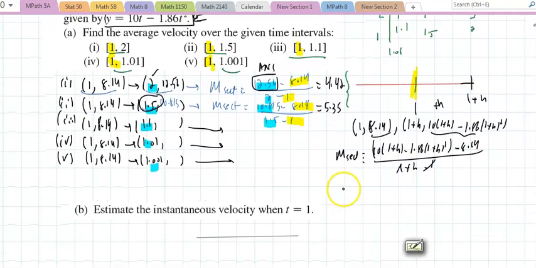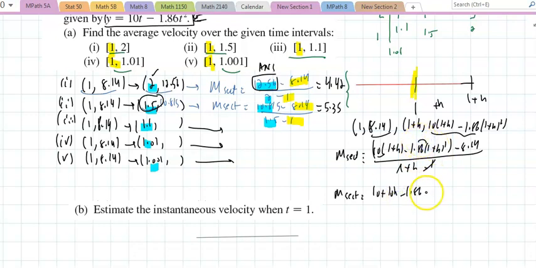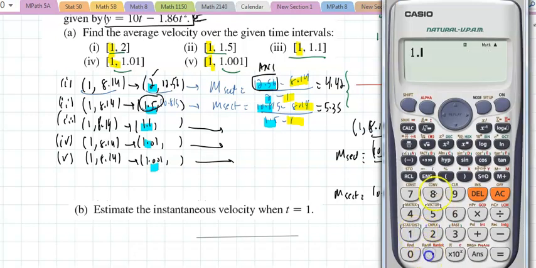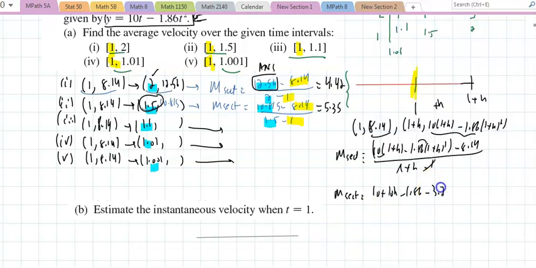And guess what? If I work this out, I will get a 10 plus 10h minus 1.86 minus 2 times 1.86, 3.72h, right? 2h minus 1.86h squared minus 8.14 divided by h. Guess what? Those and that cancel out.